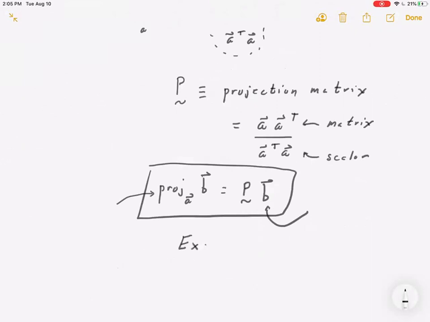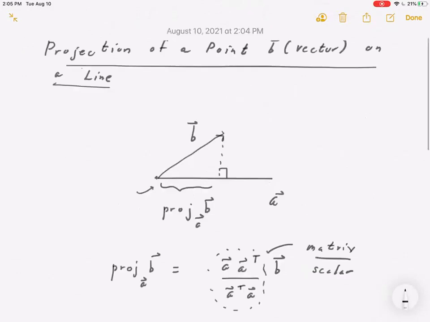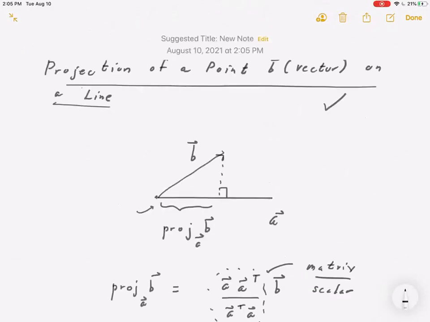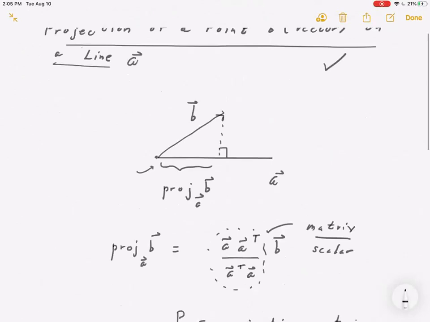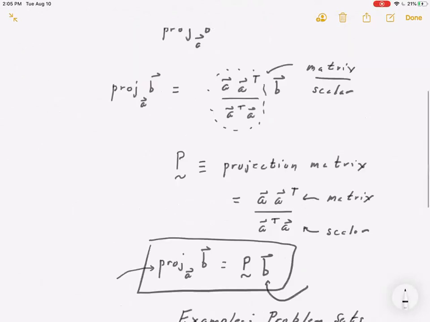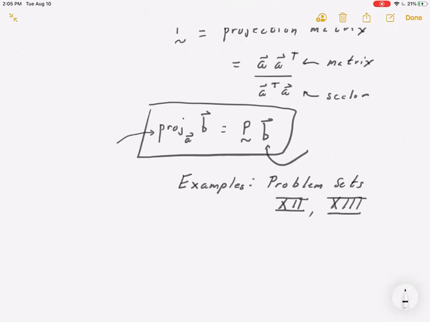Okay, it's one thing to write down these expressions. It's another thing to figure out what they mean and get comfortable with them. And that's the purpose of the problem sets. So there are lots of examples in problem set 12 and problem set 13, where you're asked to look at the projection of a point or vector B onto a line, A in this case. And I invite you to look at those exercises.